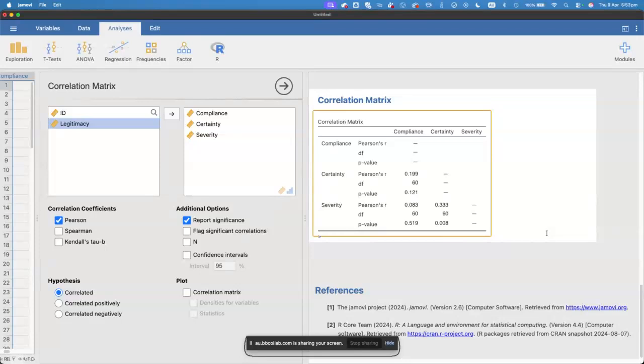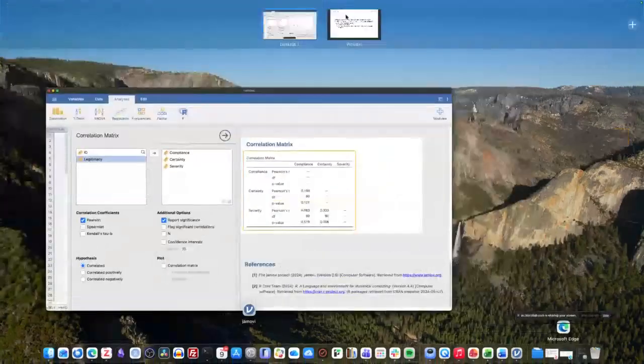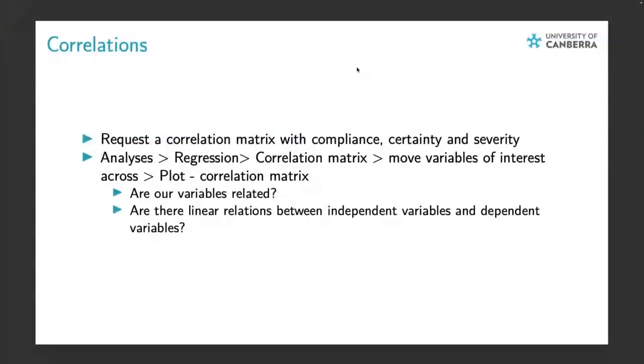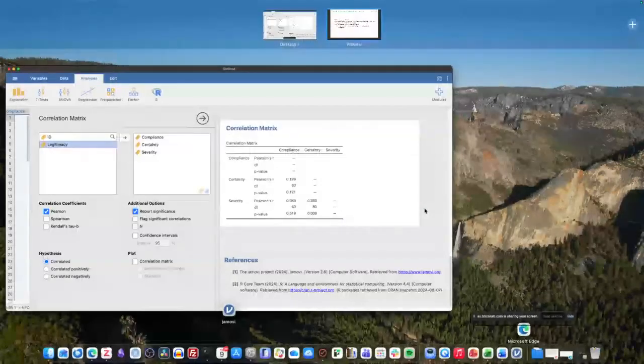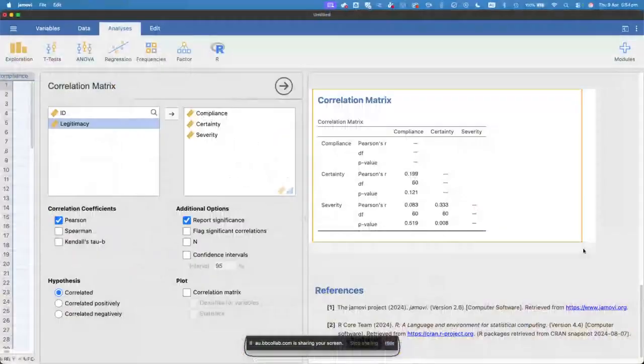Yes, no, unsure? Are we leaving legitimacy out of our correlation matrix? Sorry, Connor, yeah, we are, because the question we're answering is this one for now. Do certainty and severity predict compliance? So compliance with the law is our dependent variable, certainty and severity are our independent variables. So for now, we're just looking at these 3 variables. Yeah, and we'll leave it out of the descriptives for now as well.